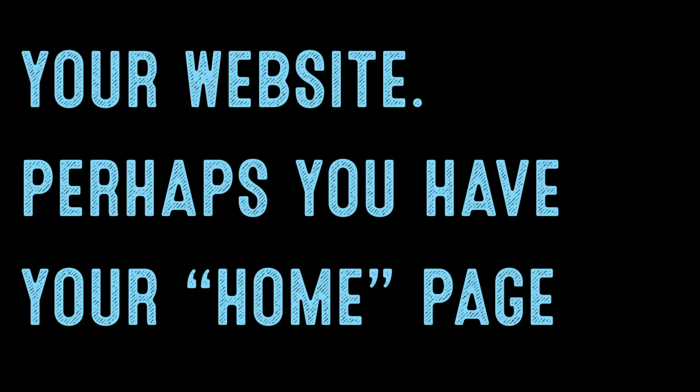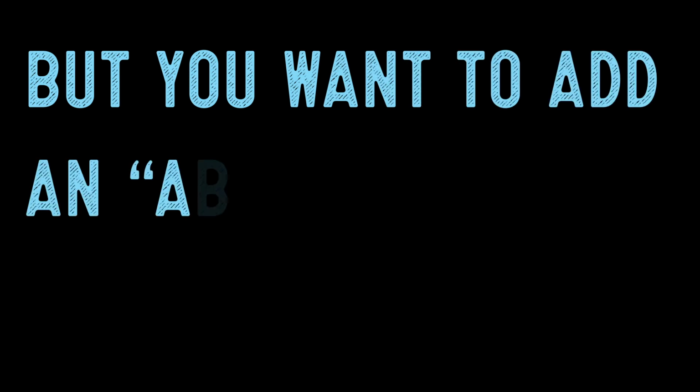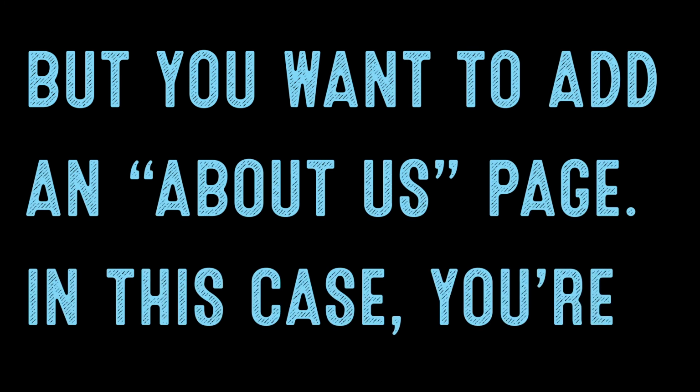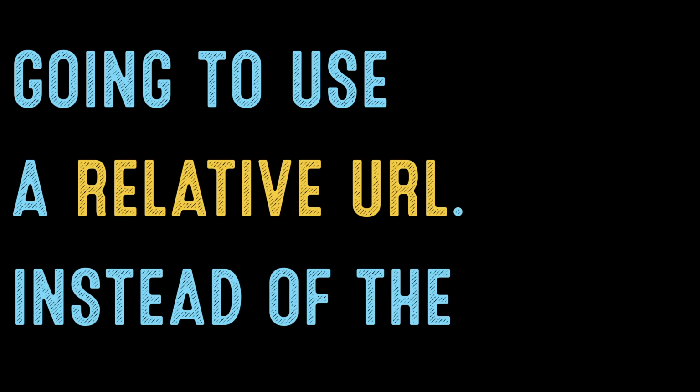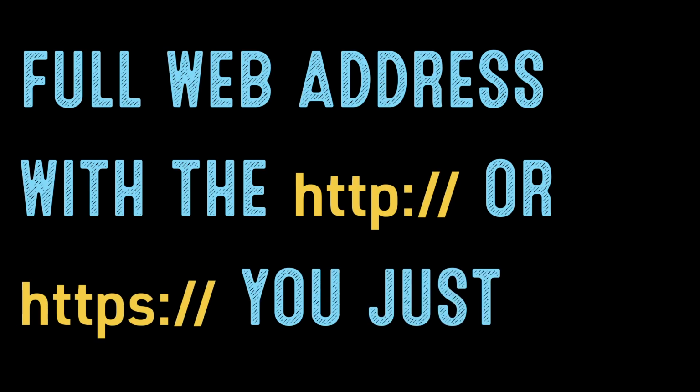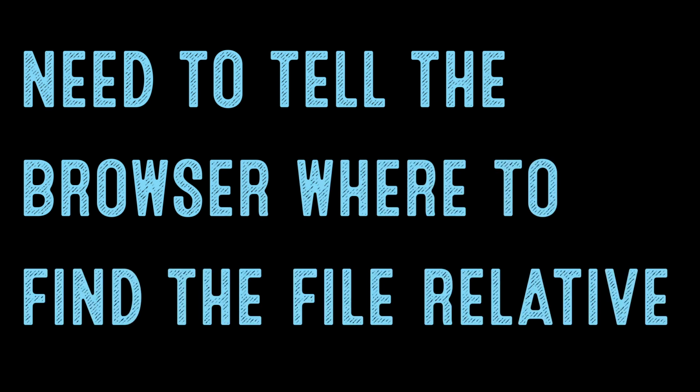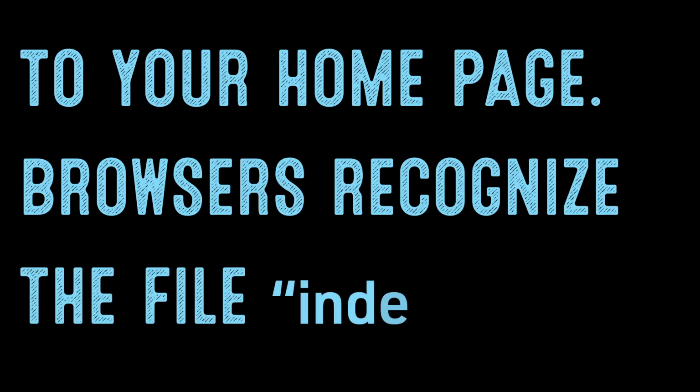Perhaps you have your home page, but you want to add an About Us page. In this case, you're going to use a relative URL. Instead of the full website address with the http:// or https://, you just need to tell the browser where to find the file relative to your home page. Browsers recognize the file index.html as the home page.